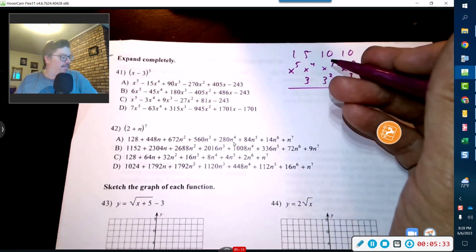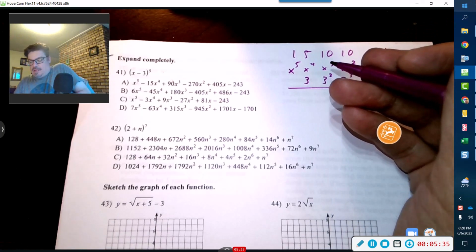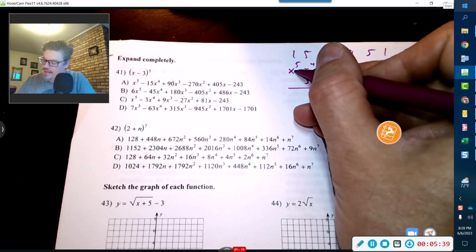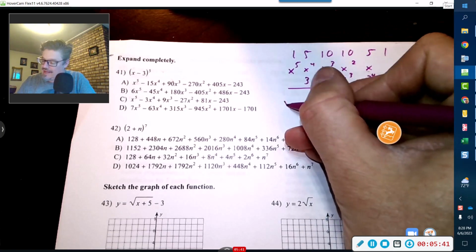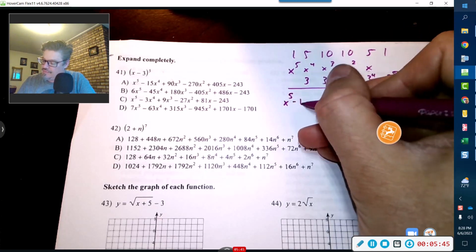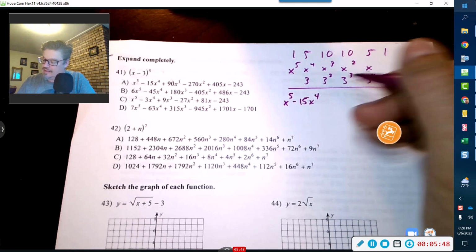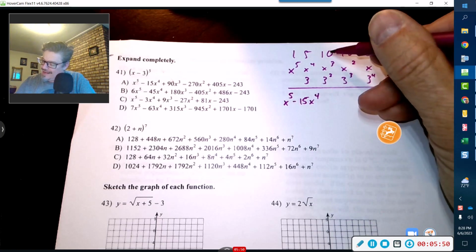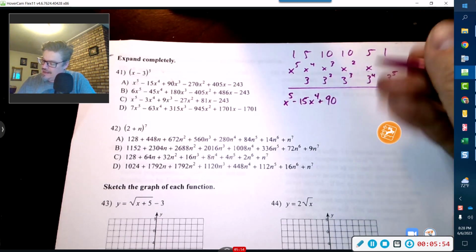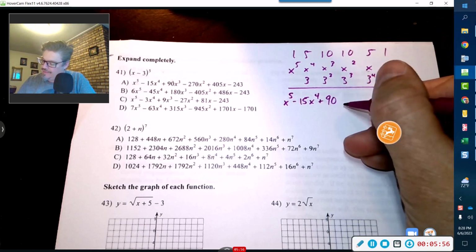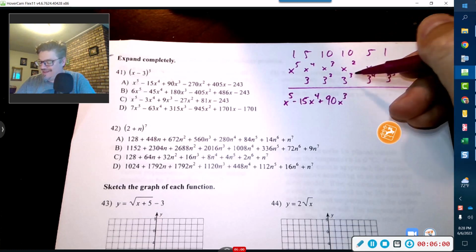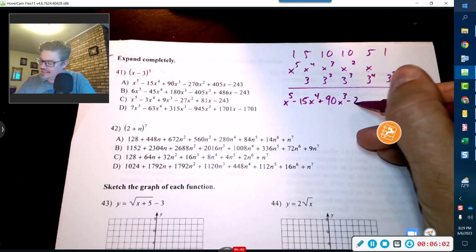So I'll have my calculator with me in case the numbers get large, which they often do with these. So 1 times x to the 5th is just going to be x to the 5th. 5 times 3 is just 15, but remember we alternated, and then we've got x to the 4th. And then we have 9 here times 10, that's 90, but it's going to be negative 90 there. And then we've got x to the 3rd. The next one is going to be 27. 27 times 10 is 270.